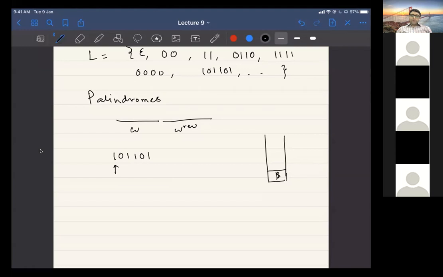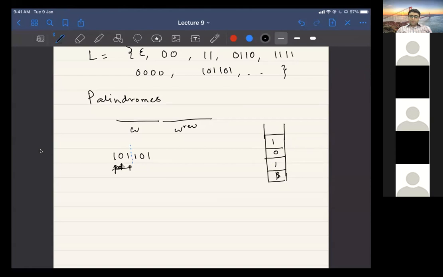Once it reads one, what will it do? So let me put a vertical line here, because we know that this is the symmetric point, the point of symmetry. So when it reads one, it should push one onto the stack. When it reads zero, it should push zero onto the stack. When it reads one, it should push one onto the stack.